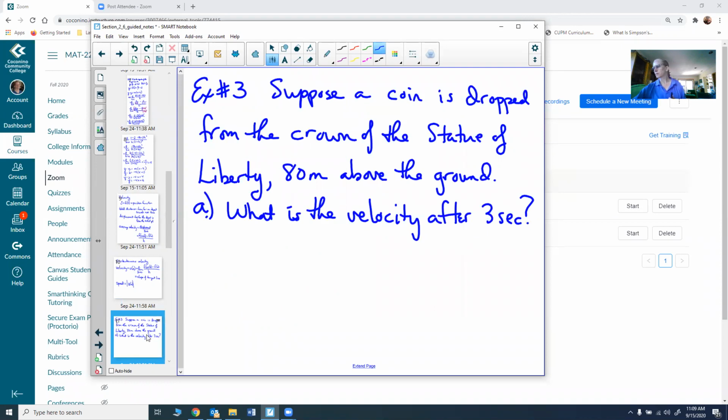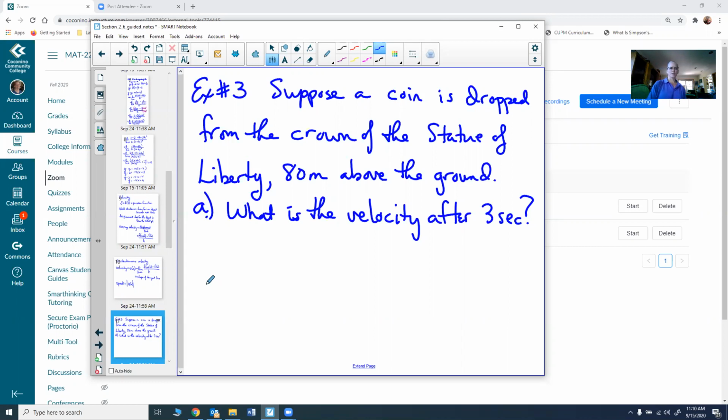As an example, suppose you have a coin, and that coin is going to drop from, let's say, the top of the Empire State Building. Or sorry, the Statue of Liberty. The crown of the Statue of Liberty, which you can't go in anymore. But let's say you could, you can go into the crown, but you can't drop anything out of it because it's solid windows. Let's say you're inside the crown. That is actually 80 meters above the ground. And we want to know what is its velocity after 3 seconds?